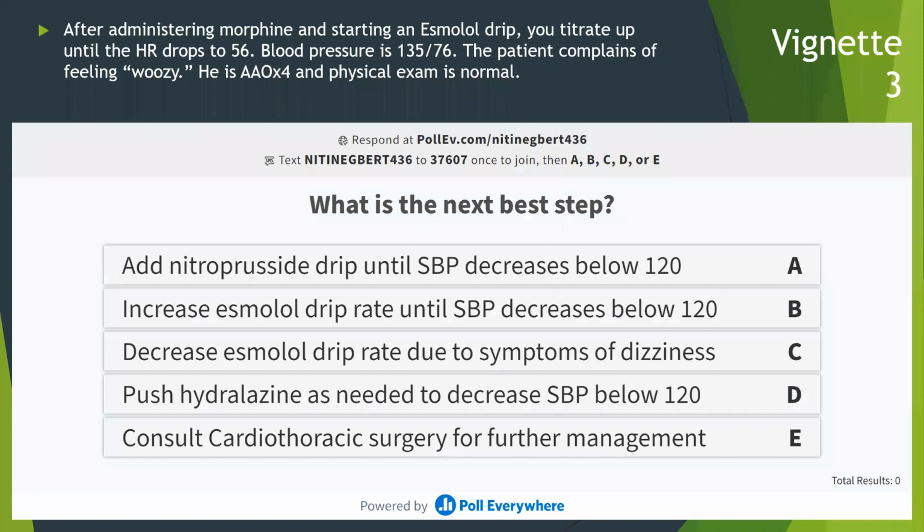So the same patient, you administer morphine and start an esmolol drip. You titrate up until the heart rate drops to 56. Blood pressure is 135 over 76. The patient complains of feeling woozy. He's alert and oriented times 4, and his physical exam is totally normal. What's your next best step?